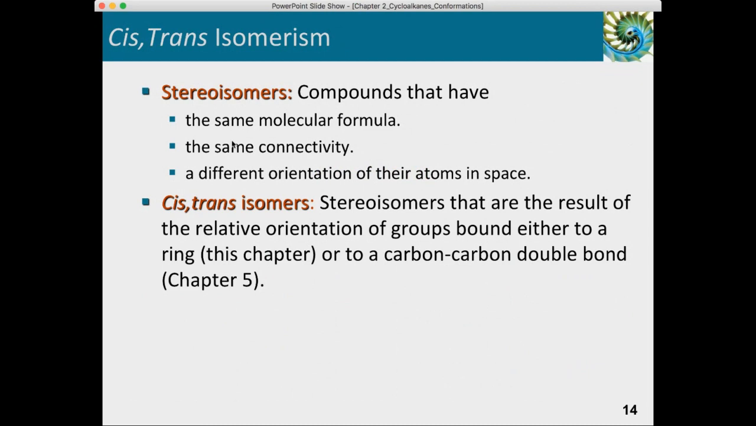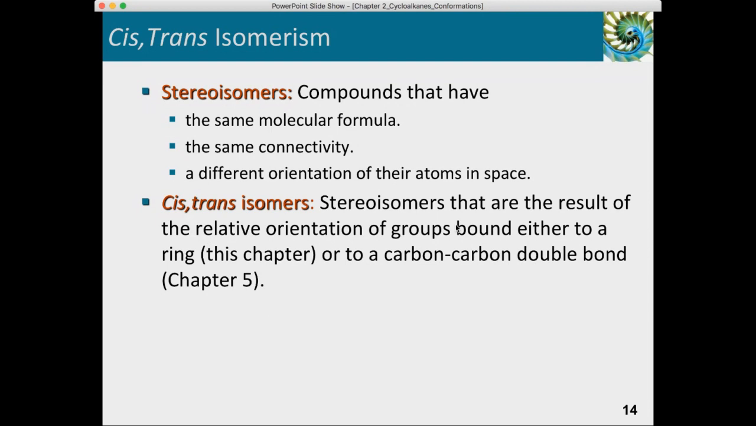So remember, we defined isomers as compounds having the same molecular formula. Then we defined constitutional isomers as compounds having the same molecular formula and different connections between the atoms. Now we're seeing compounds which have the same molecular formula and the same connections, but different orientation in space. We name these compounds stereoisomers. Okay, something we already discussed. Stereoisomers, as I said, are two compounds with the same molecular formula, the same connections, and different 3D structures. One type of stereoisomers is called cis and trans isomers.